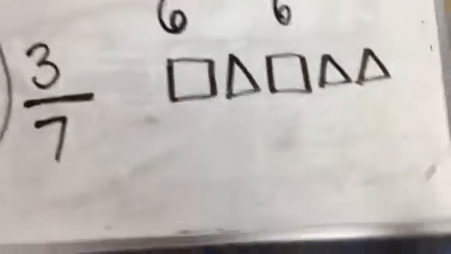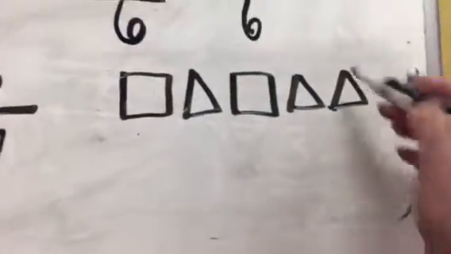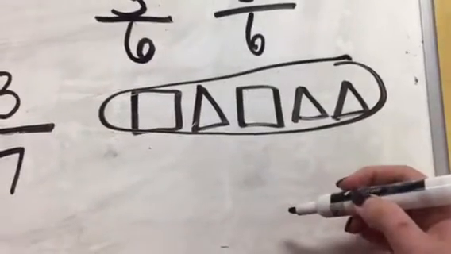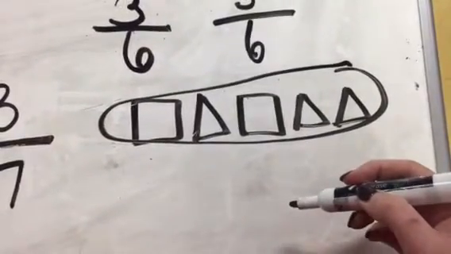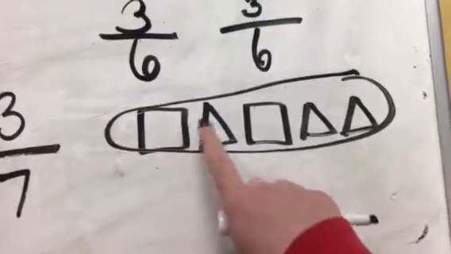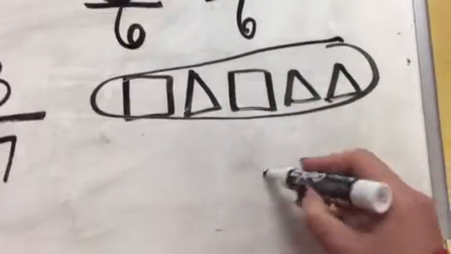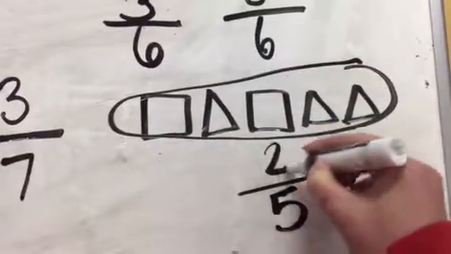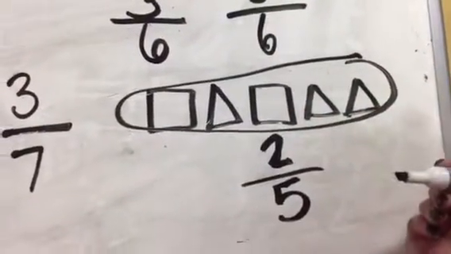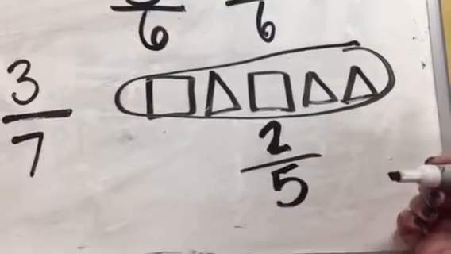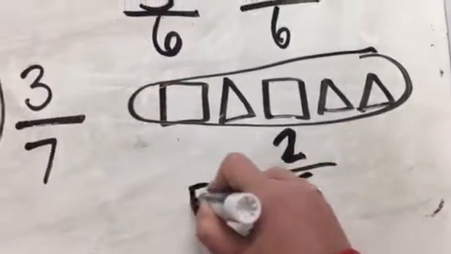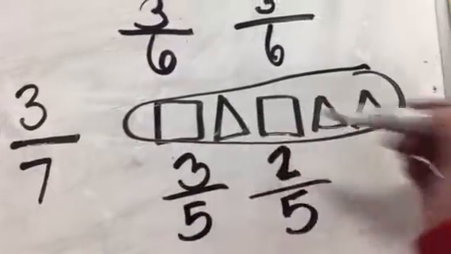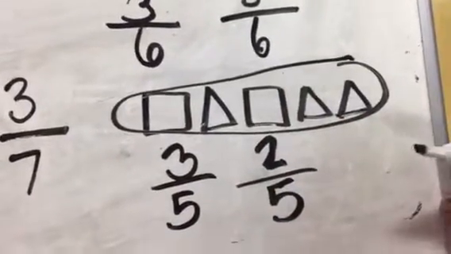Okay, try another one. They asked me, okay, this is a set fraction. In my set fraction, what fraction of the set is squares? Well, 1, 2, 3, 4, 5. There's 5 pieces in my whole, and there are 2 squares, so 2 fifths. Okay, if I ask, well, how much of my set fraction is triangles? Well, the 5 stays the same because there's 5 pieces. 3 fifths of this set fraction is triangles.